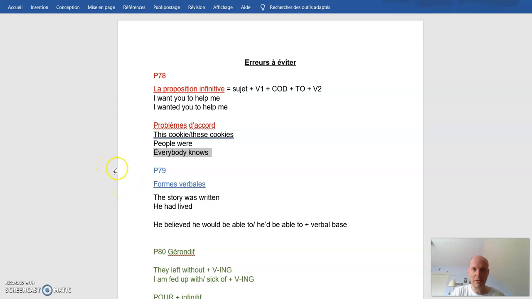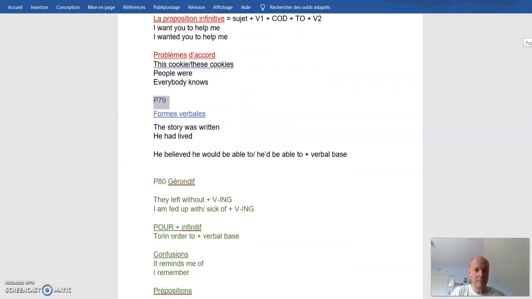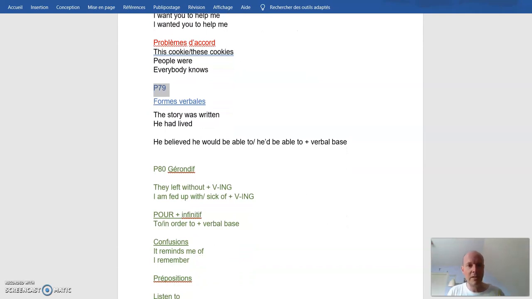And these conjugation mistakes really are important, because when I hear someone who can't conjugate properly, it's hard for me to understand. Alright, so you have to help me here. Let's look at page 79. We're looking at different forms of the verb.